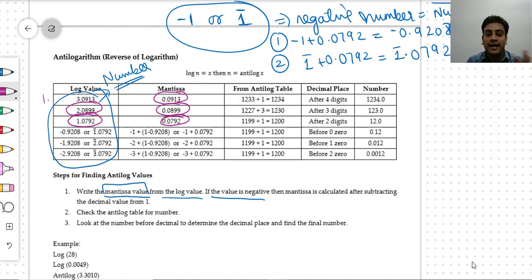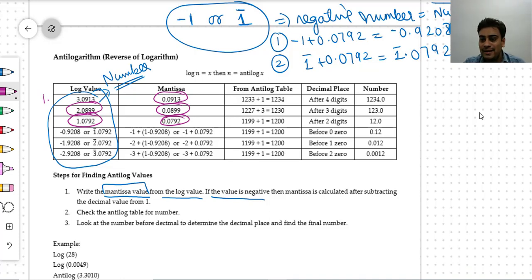What I am saying is, when we have a negative log value. So let us say my log value is negative 0.9208. First thing, when you see a negative sign in the log value, it should immediately come to your mind that your original number is less than 1. Clear? So how can you find the mantissa value?